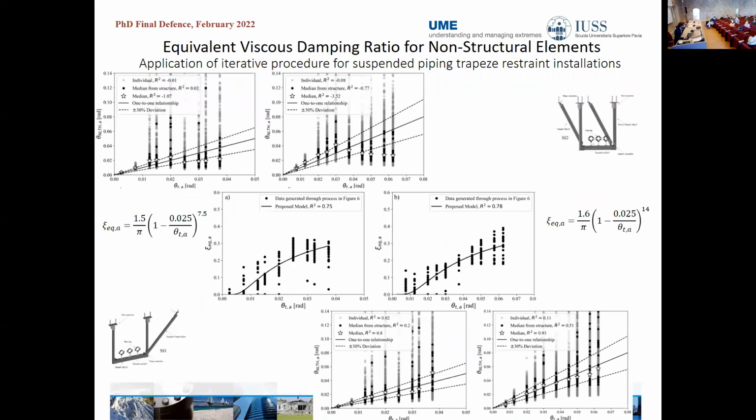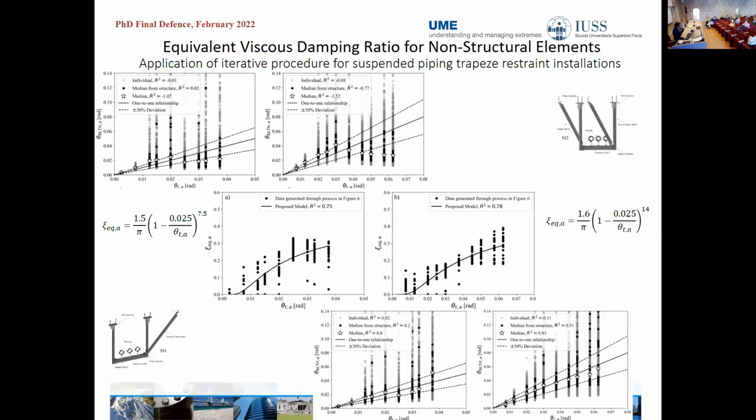So here I present the results for the trapeze string installations. I just present the results for the channel trapeze since there is no time to present also the results for the rod trapeze. In the first plot here, you can see, in the horizontal axis, the target drift used for the design, and in the vertical axis, the peak drift from nonlinear time history analysis.